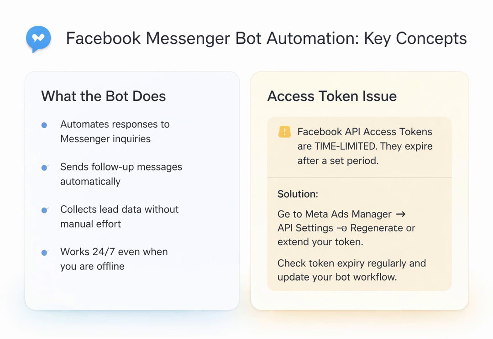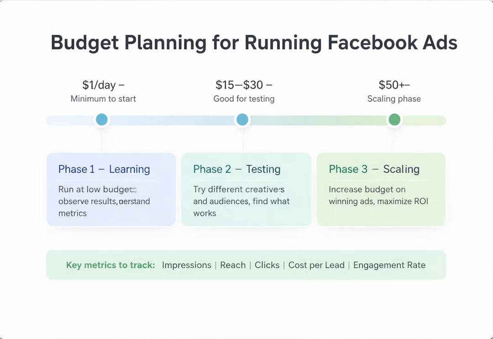To fix this, you go to Meta Ads Manager, navigate to the API settings section, and either regenerate or extend your token. The instructor advises the student to send a screenshot via WhatsApp so they can look at it together, and notes that if the token was obtained directly from Facebook's own platform rather than a third-party paid service, it should be extendable. One of the students asks how much money they need to start running ads.